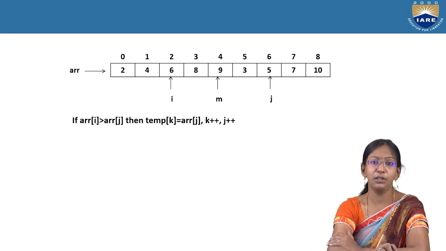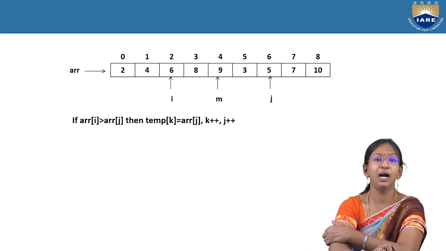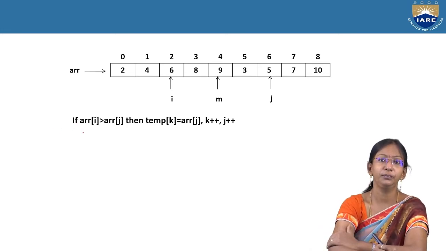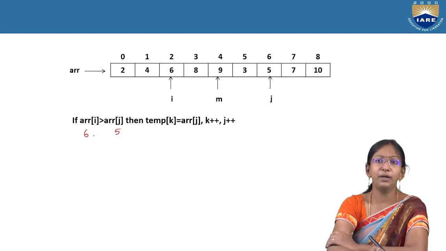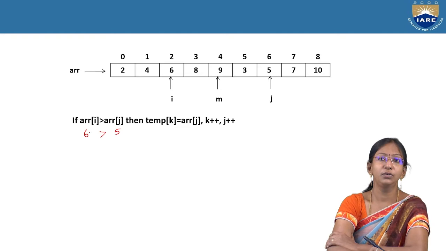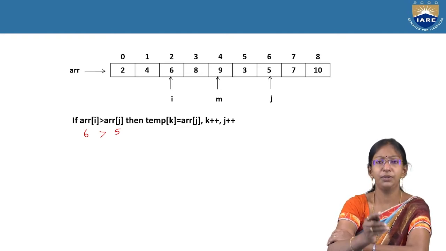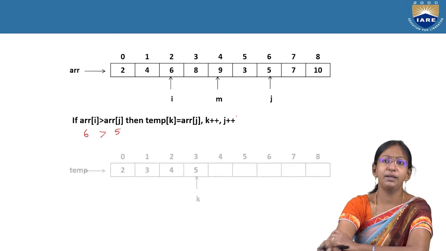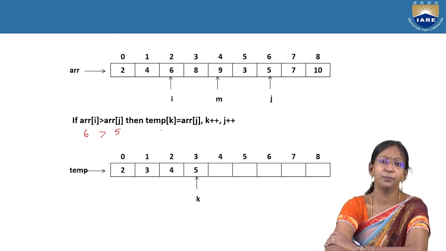Then what is the relation between the elements which are pointed by i and j respectively? Let's have a look. The element pointed by i is 6, whereas the element pointed by j is 5. The element pointed by j is lesser. As I wish to get a list in ascending order, I'll be concentrating on the element which has a lesser value, right? So copy 5 into temporary. That is the element pointed by j into temporary.